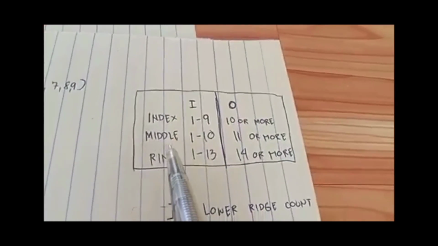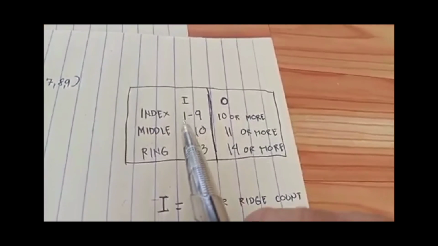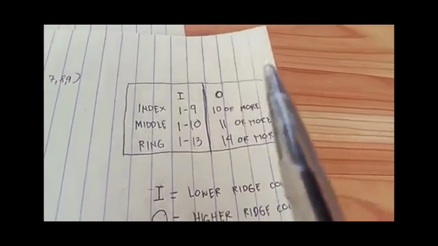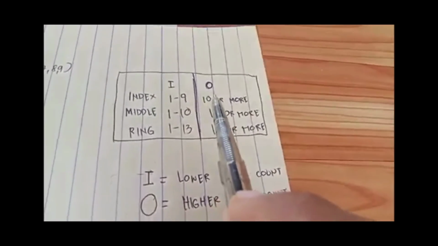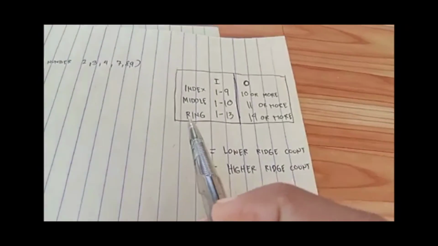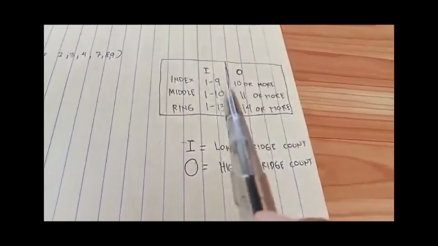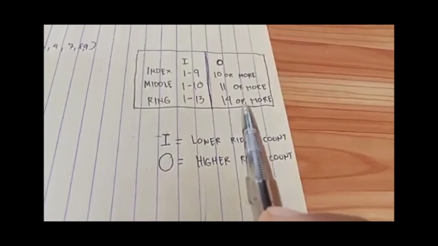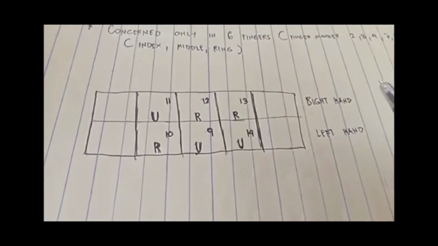So let's go back. In the middle finger, if it has a 1 up to 10 ridge count, it has a symbol of letter I. And if it has an 11 or more, it has a symbol of letter O. In the ring finger, if it has a 1 up to 13, it has a symbol of letter I. And if it is 14 or more, it has a symbol of letter O.